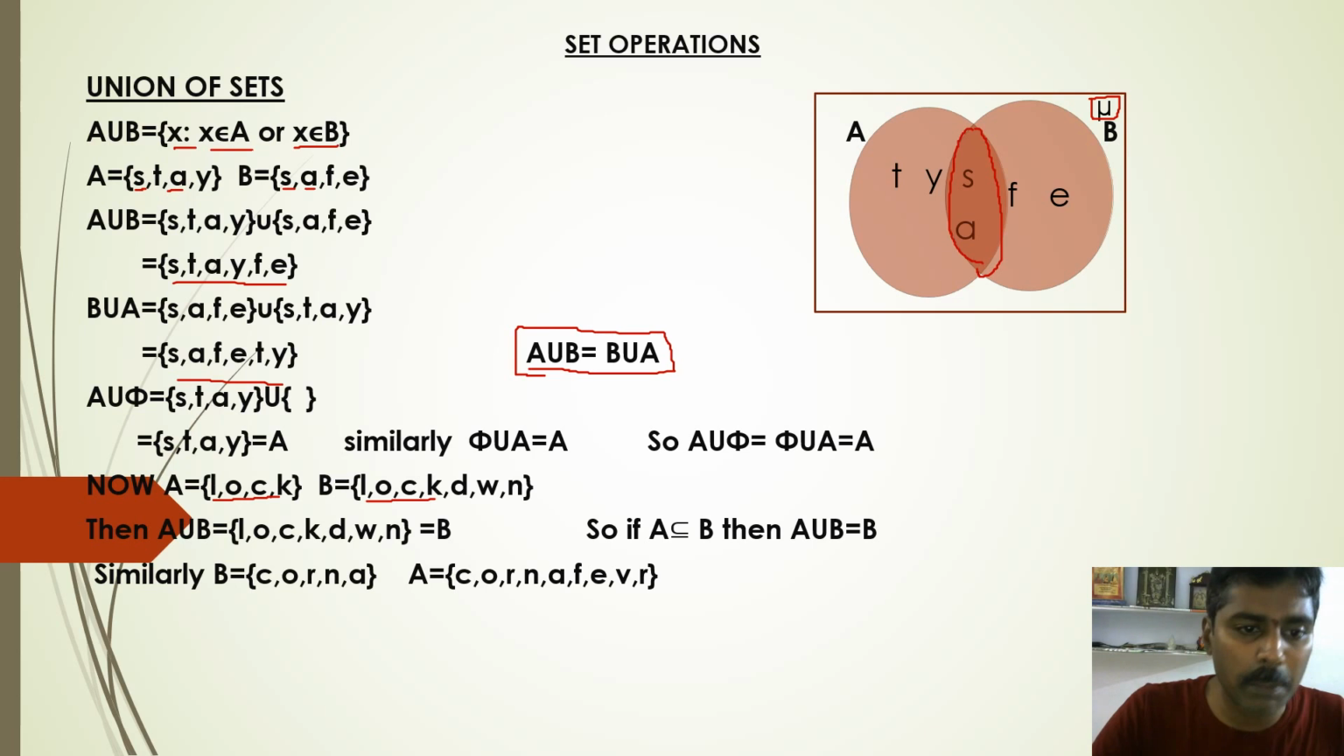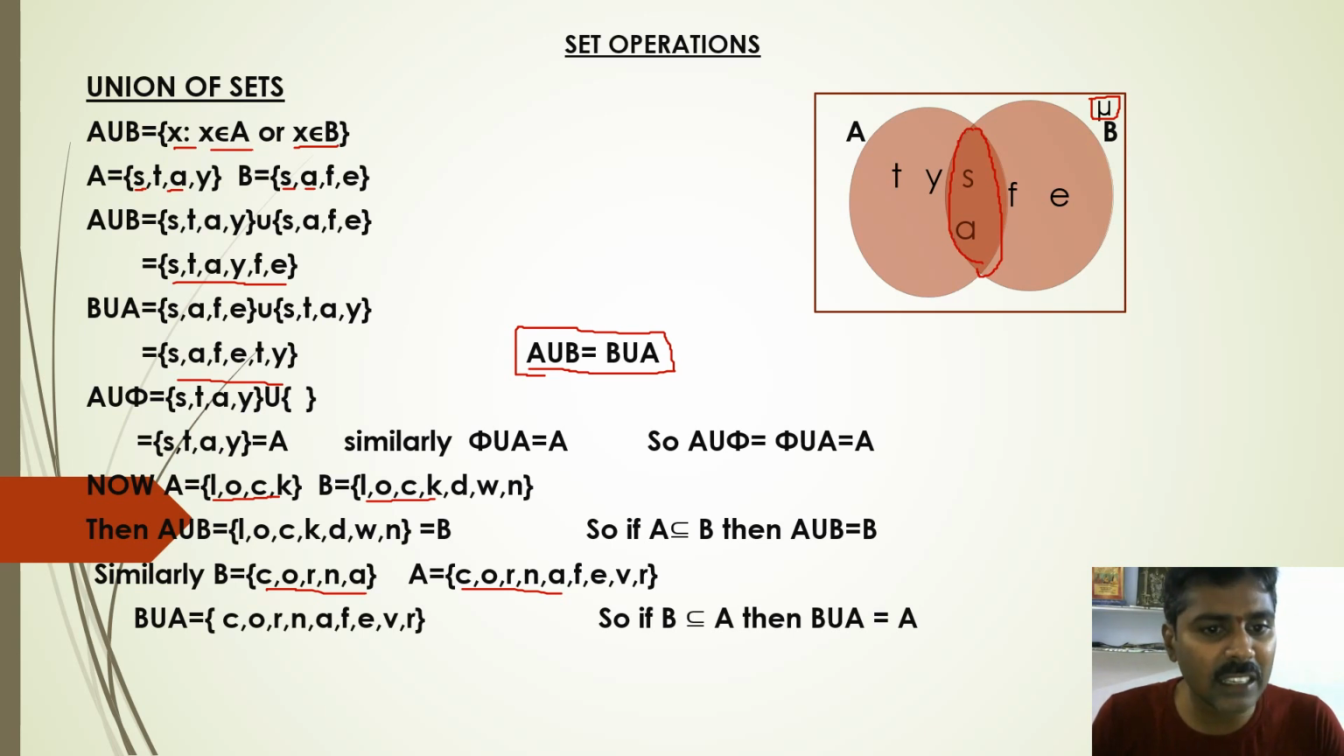Similarly, if I go with B as another set, CORONA, and A as another set, CORONAFEVER, corona fever. All the letters of B are letters of A, so B is a subset of A. Then what will I get for B union A? We will see. If B is a subset of A, I get B union A is equal to A.